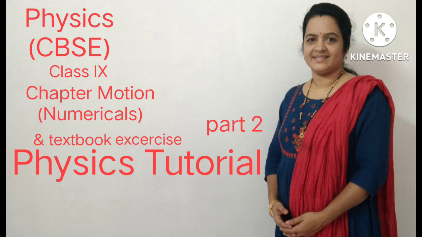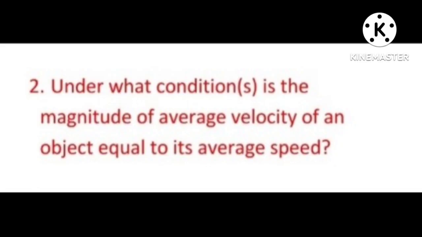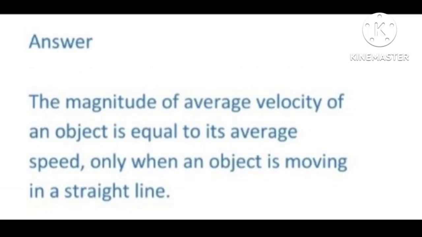In the previous video we discussed the questions and numericals from the portion distance, displacement, speed and velocity. In this video we are going to discuss the textbook questions related to average speed, average velocity, acceleration, etc. Are you ready to go with the first question? The question is from page number 102 and the question number is 2. The question is, under what conditions is the magnitude of average velocity of an object equal to its average speed?